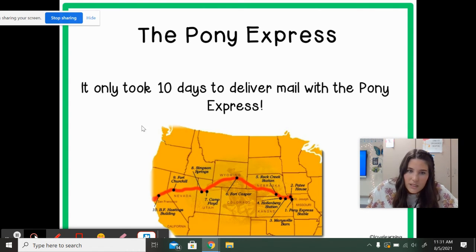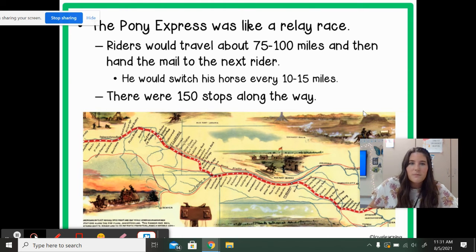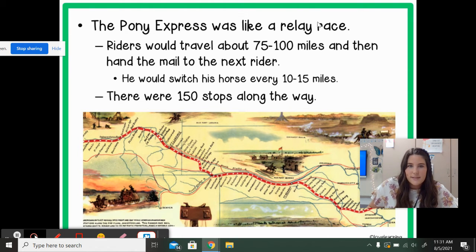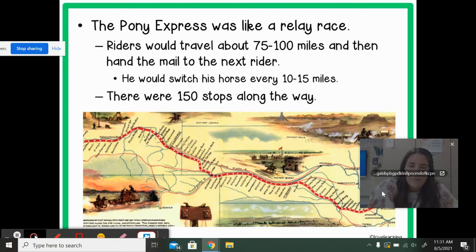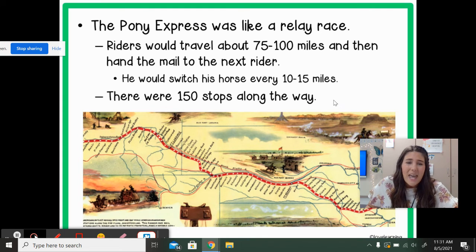So remember, if you're in need, pause the video. So let's talk about this Pony Express. This Pony Express was like a relay race. Riders would get on their horses and would travel about 75 to 100 miles and then hand the mail to the next mail rider and then travel on.